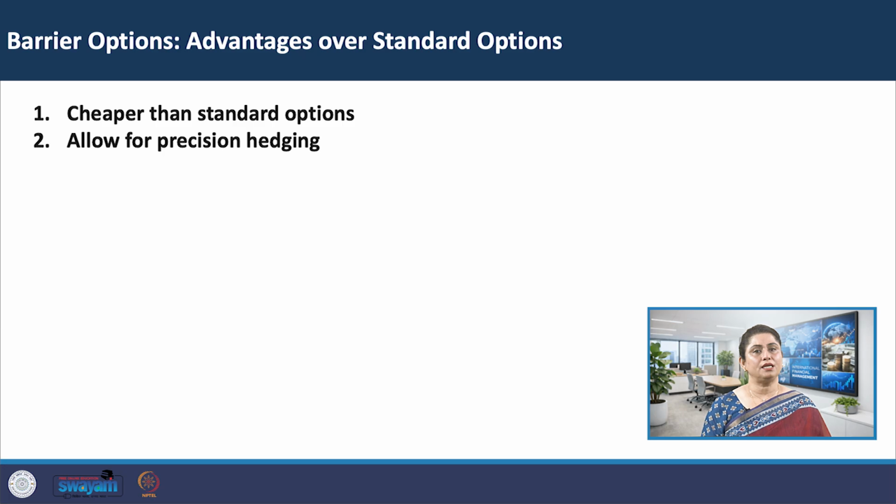Now, why would anyone want a conditional option like this? There are two reasons. One is cost and precision. Barrier options are cheaper than the standard options because the protection is conditional. The seller charges less, and they allow for precision hedging: you can restrict protection to the price ranges you actually believe are realistic, rather than paying for scenarios you consider extremely unlikely.